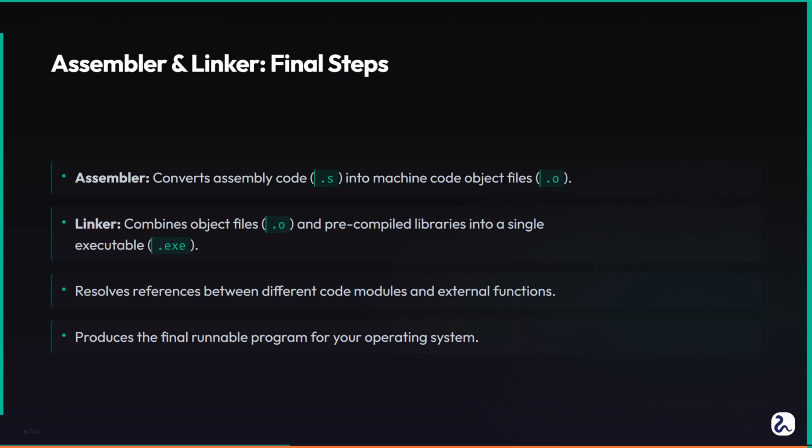So, to recap the journey, your source.cpp goes to the preprocessor, becoming source.i. That goes to the compiler, becoming source.s. Then the assembler turns it into source.o. Finally, the linker combines source.o with other .o files and libraries to create your executable. Understanding these stages is crucial for debugging, especially when you run into those cryptic linker errors.